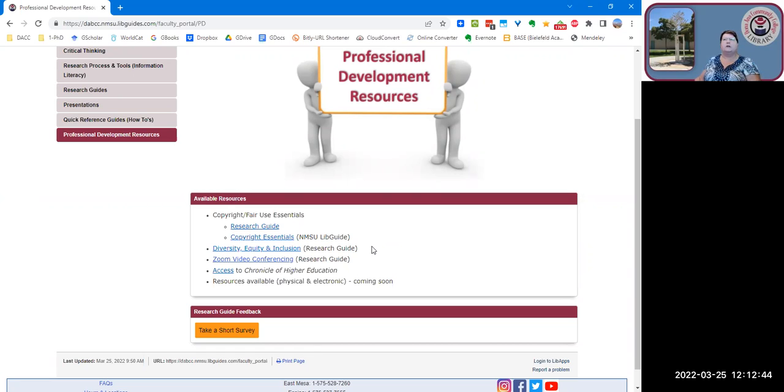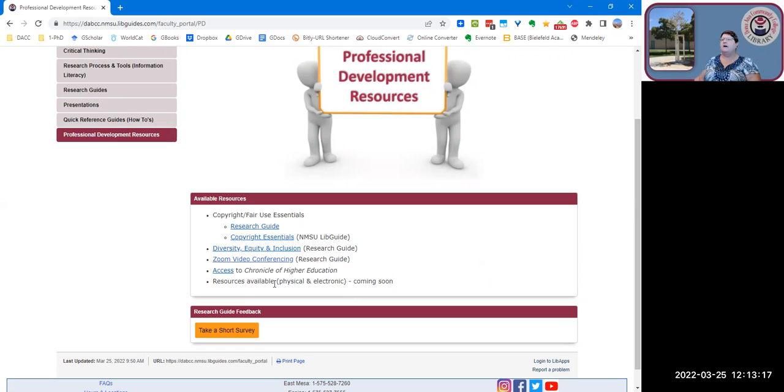We have also created a diversity, equity, and inclusion research guide, which includes resources that might be useful for you as a professional. A research guide on Zoom video conferencing. And then for those of you that follow or read the Chronicle of Higher Education, we do have access. We have a site license for that. So you can read articles beyond what you can get when you visit the website. You can actually view all the stuff that is paywalled, that you can't get to for free.